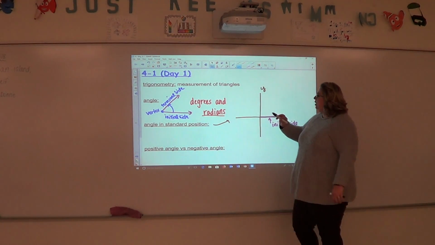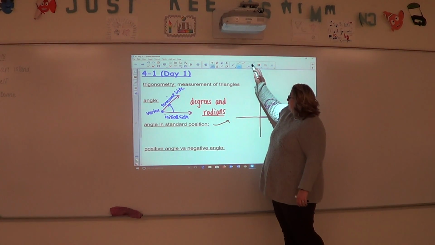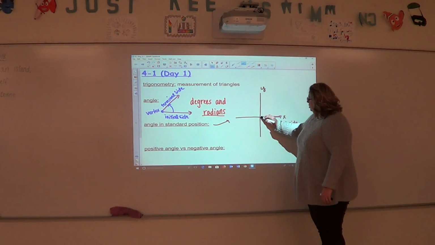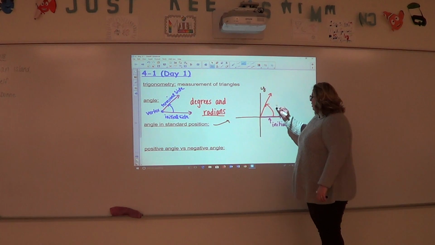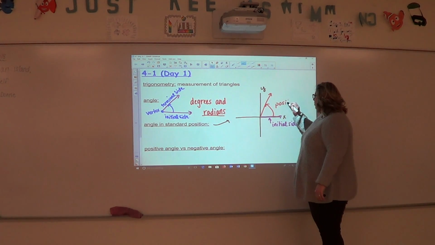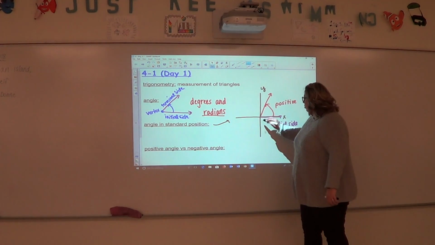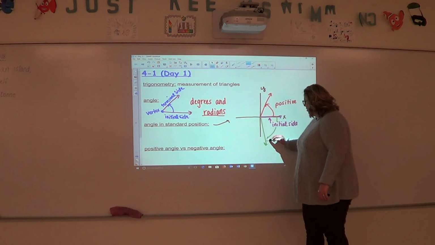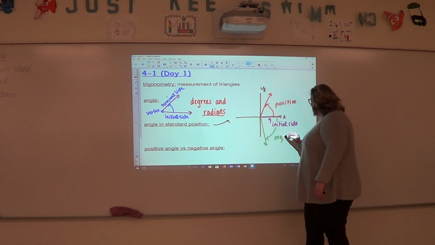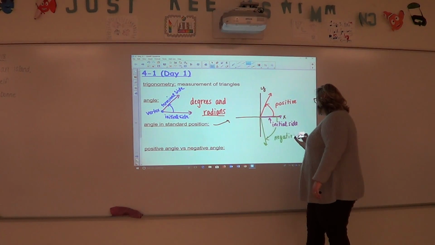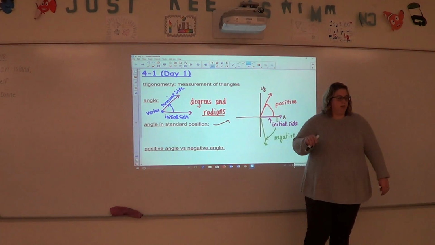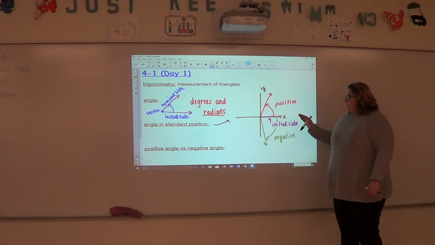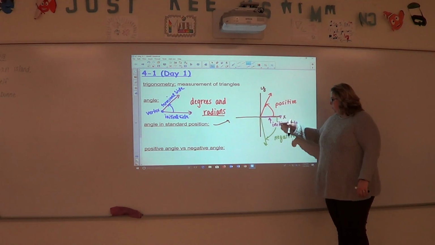Then, determining which way it goes. If it goes counterclockwise, then it's a positive angle. If it goes clockwise, then it's a negative angle. So counterclockwise, the opposite of the way a clock moves, is a positive angle, and the other way is a negative angle.